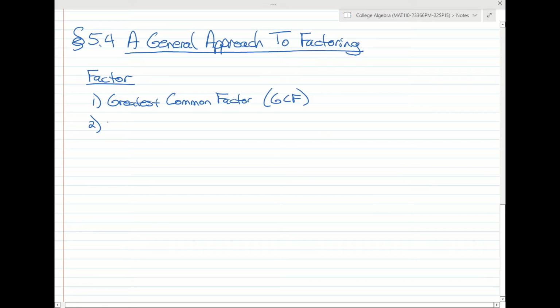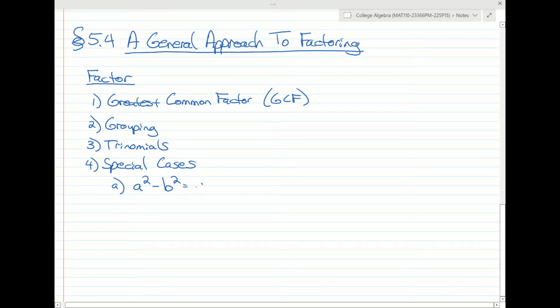Another type is called grouping. We also have trinomials, and then special cases. We talked about 4 different types of special cases. The first type was a difference of perfect squares. We said the formula was A plus B times A minus B.